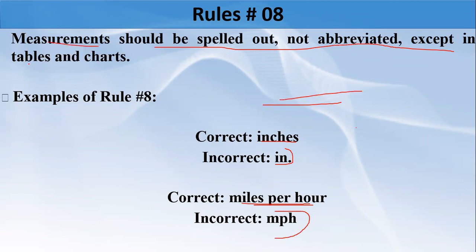If you want to create charts or tables and you want to save space over there, because simply due to the space constraints you cannot write miles per hour, the complete phrase over there. So over there, you may go for MPH. Otherwise, if you're writing an essay, in the form of writing, you must go for the full form of measurements, and you must not go for the abbreviated forms.